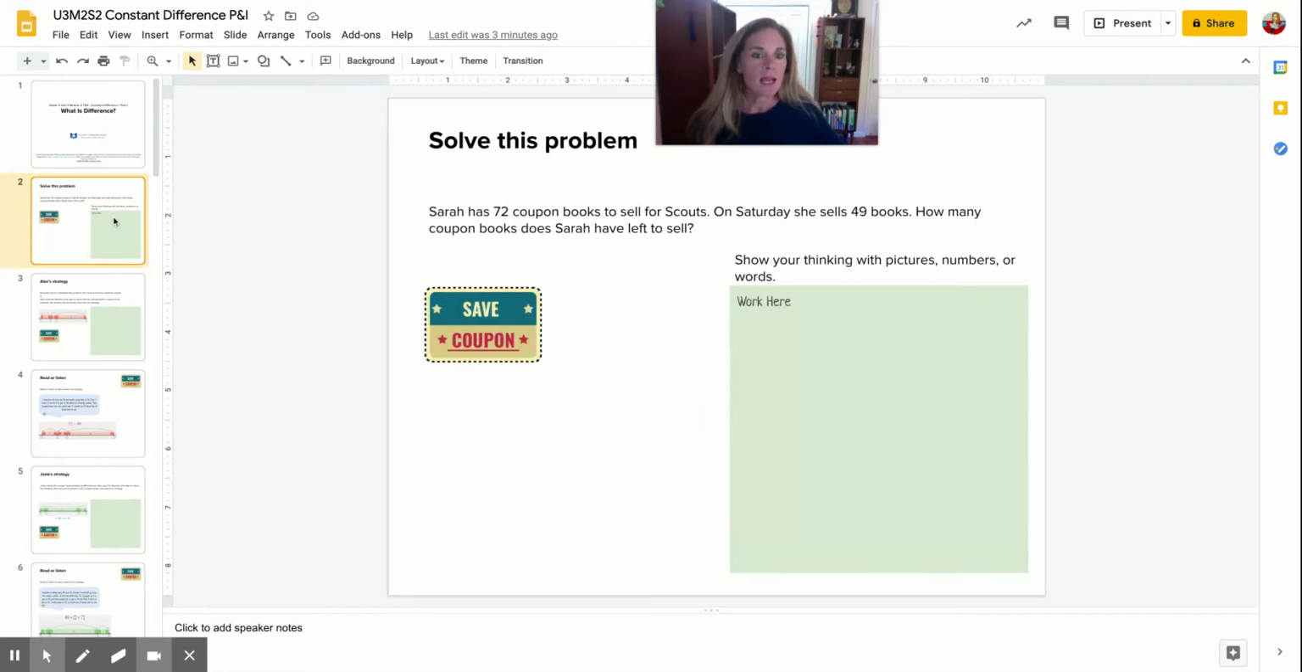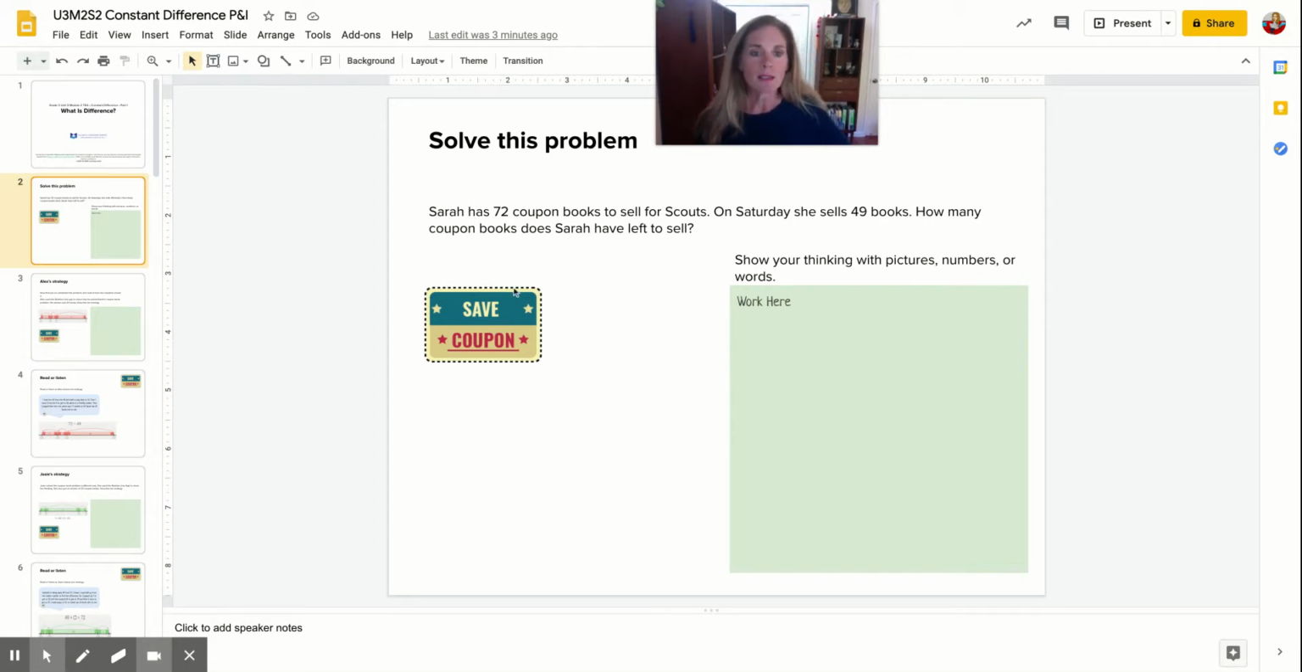You're going to have slides that look like this. They may say solve a problem. Anytime you see a green space on the slide, that is an indication to you that there is something you're supposed to do on this slide.